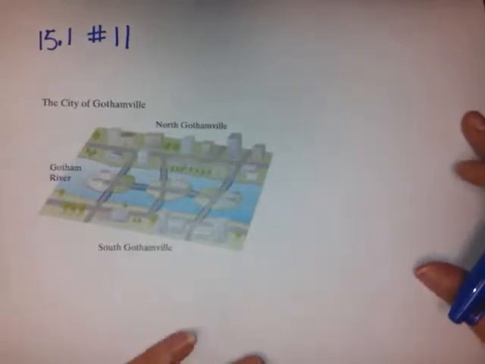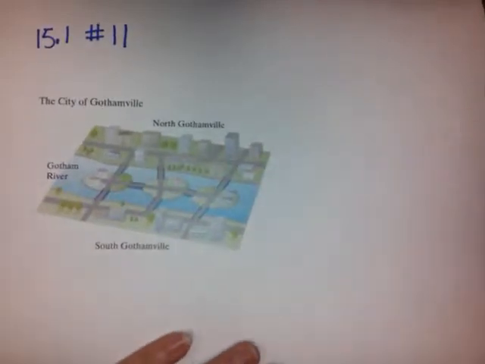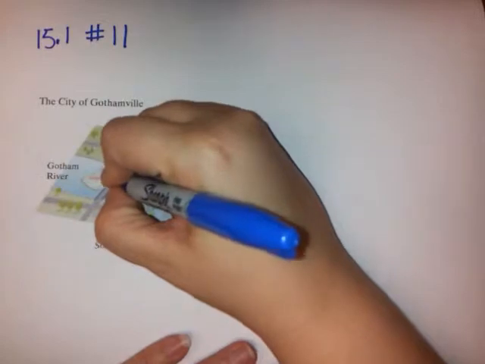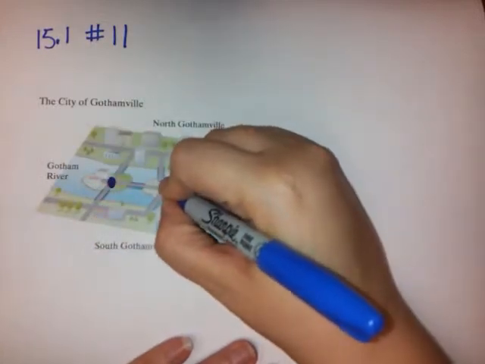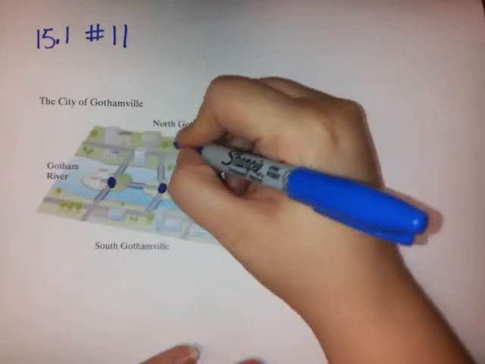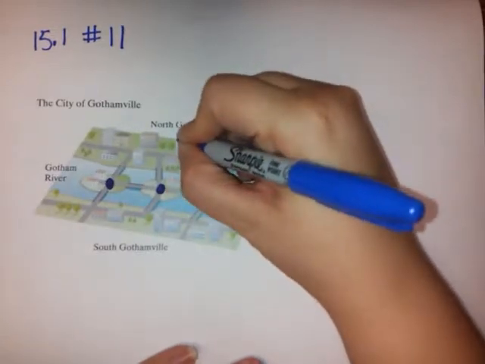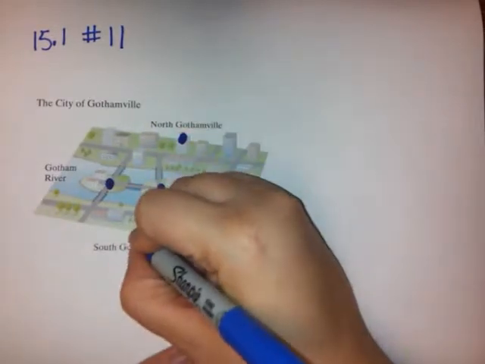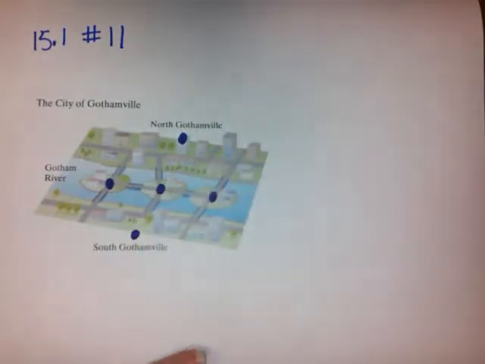So let's go ahead and start by putting a vertex on every land mass. We've got these islands here, so I'll put one here, and one here. But we also have to pay attention to the fact that we've got a shore at the north and a shore at the south. So that covers all of our land masses. The vertices are the land masses. And now we need edges to represent the bridges.